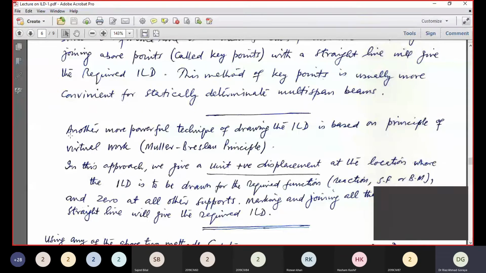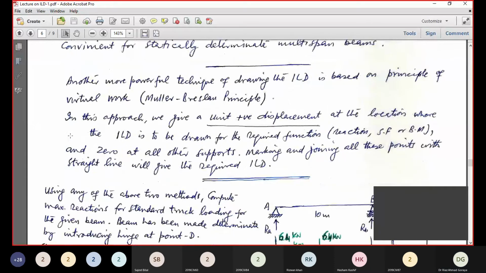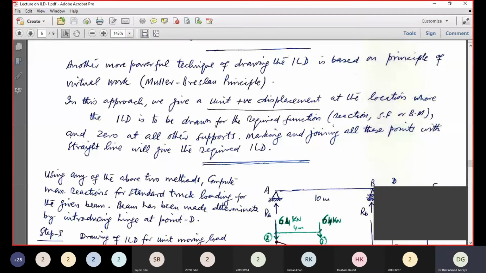Now, another more powerful technique of drawing the influence line diagram is based on principle of virtual work. You might have studied this virtual work. अगर नहीं पढ़ा तो I can upload this principle. In this approach, we give a unit positive displacement at the location where the ILD is to be drawn for the required function.